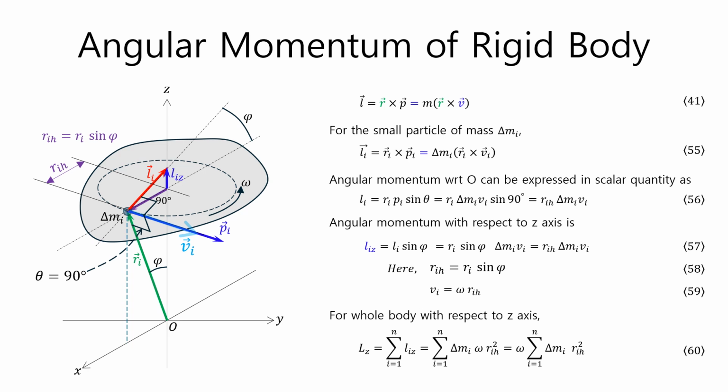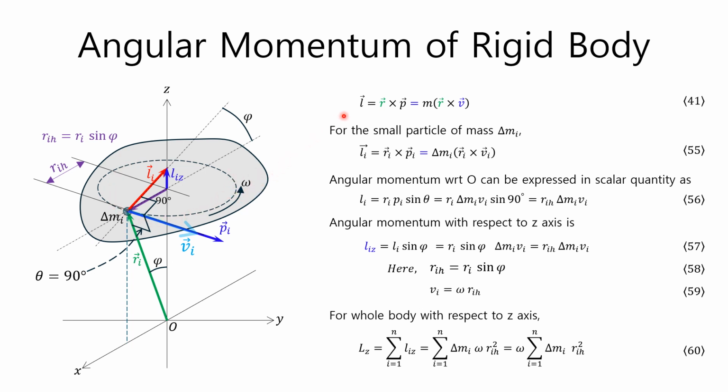So far, we have derived the angular momentum equation for a point mass, but from now on, we will derive the angular momentum equation for a rigid body made up of an infinite number of point masses. The figure on the right shows a state where a rigid body rotates at a constant angular velocity around the axis z passing through the origin O. The goal we want to calculate is to obtain the angular momentum equation about the z-axis of the rigid body when the rigid body rotates about the z-axis at an angular velocity omega.